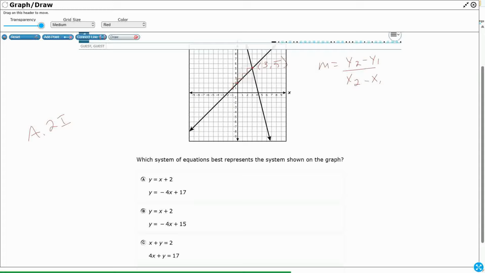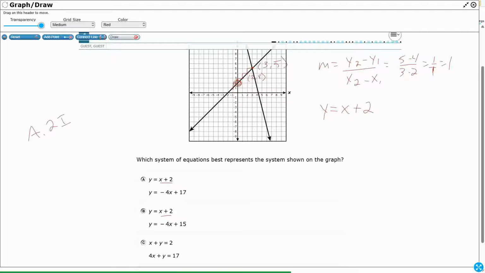Because my other point here, let's take this point right here. Let's say this is 2, 4. So that's going to be 5 minus 4 over 3 minus 2. That's 1 over 1. So my m is 1. Now, that's partly there. I need the b, the y-intercept. Well, the y-intercept is clearly visible right there, so it's going to be 2. So I can say y equals mx, my m is 1, so I don't really need to write that, x plus 2.